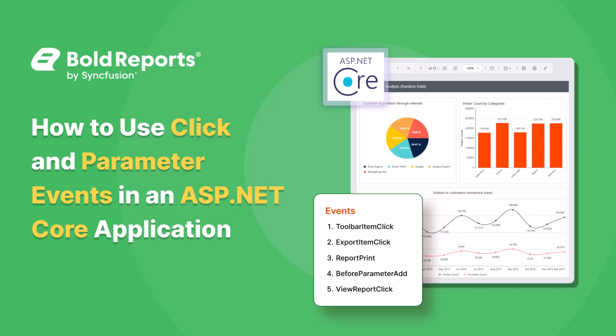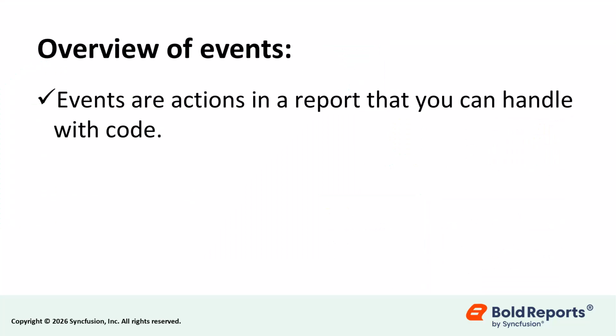In this video, I will show you how to use toolbar item click, export item click, report print, before parameter add, and view report click events in an ASP.NET Core application to interact with a report toolbar and export item. Events are specific actions or occurrences in a report or its components that you can respond to programmatically.